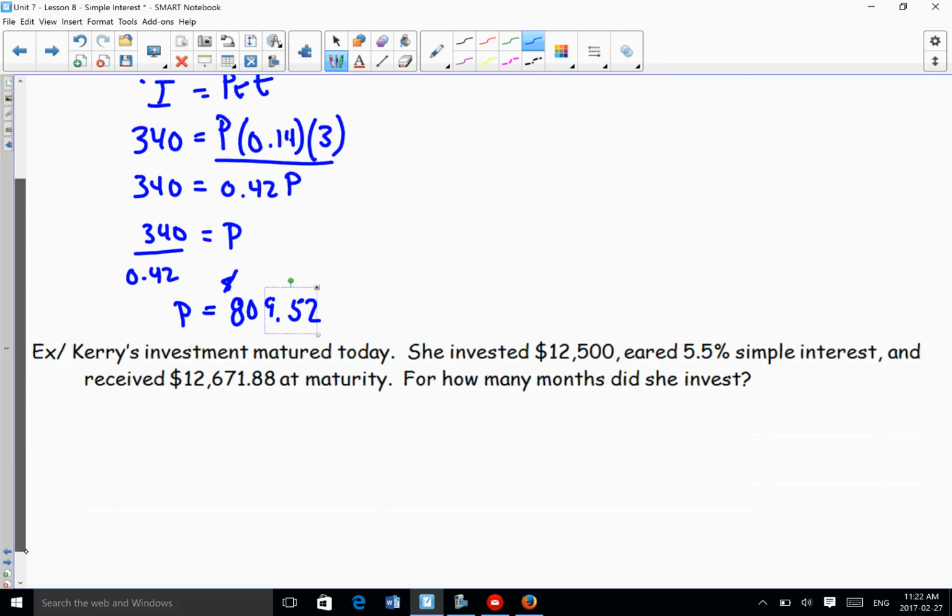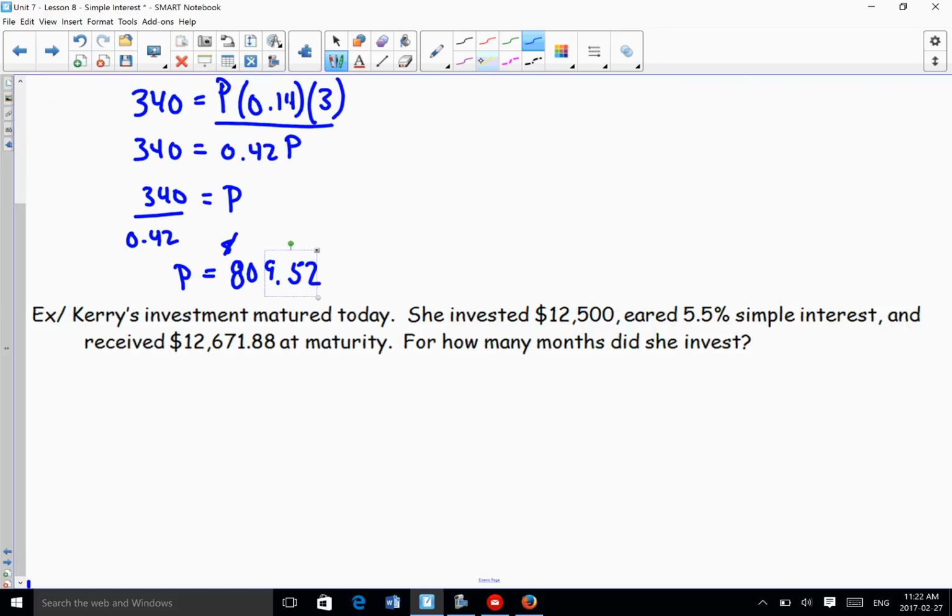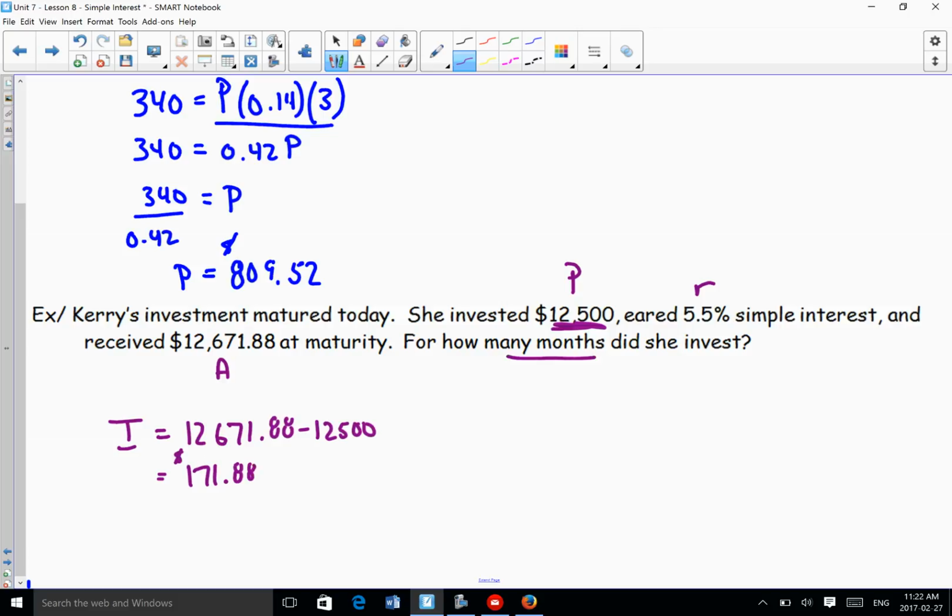Try one more. Carrie's investment matured today. She invested, there's a principal. She earned, there's a rate, and she received this amount at maturity. So that amount is made up of what she started with plus some interest. If I want to figure out the interest, I can take how much she gets back, subtract how much she actually invested, 12,500, and I'll learn how much money she made. The question was how many months did she invest for? So I'm looking for time.